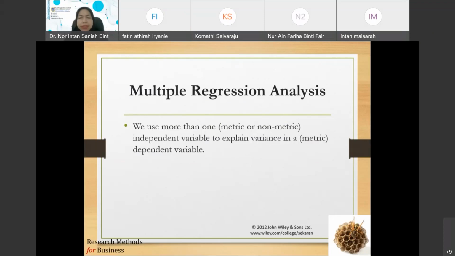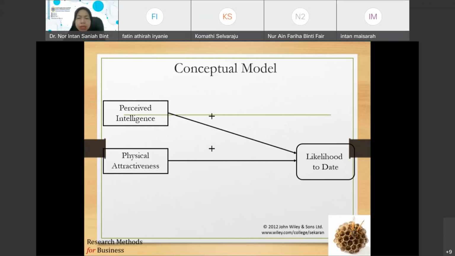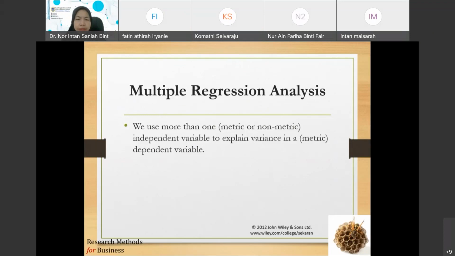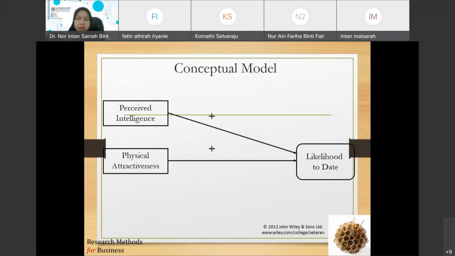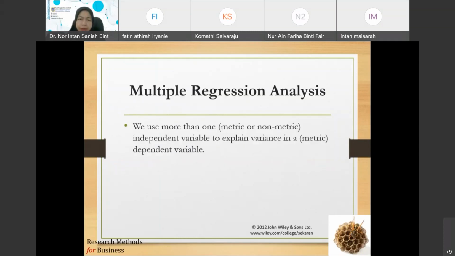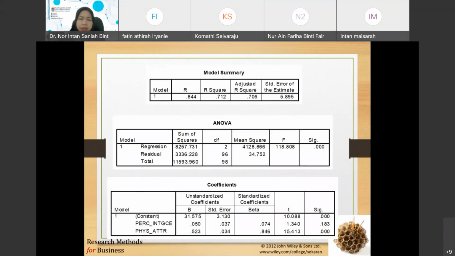Okay, multiple means that we use more than one metric or non-metric independent variable to explain variance in a dependent variable. Alright, so let's say tadi ada satu-satu kan, this one ni ada dua, for example. Apa yang banyak, apa yang more than one tu? Independent variable. Okay, so the yang belah kanan tu still maintain one dependent variable. Okay, so this is the result. They start with the summary, the ANOVA and the coefficients. So you should know how to read all these values.